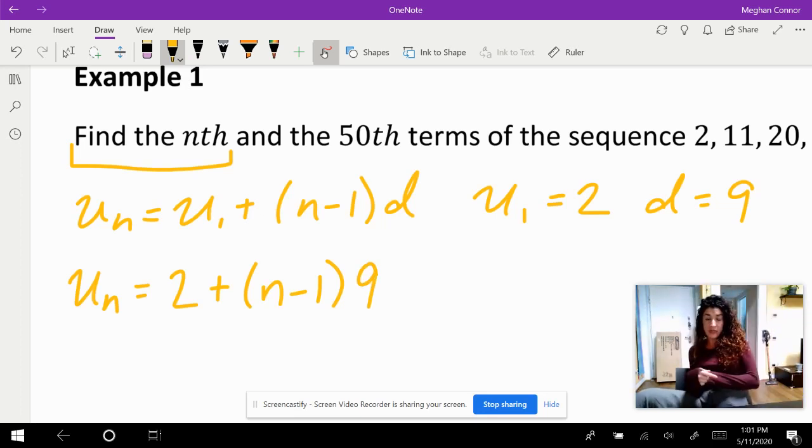Now you could distribute the 9 both to the n and to the negative 1. Sometimes you'll see your explicit formula where it doesn't look like this, and it just means that they expanded the expression. They did 9n minus 9 and then combined it with plus 2 to be 9n minus 7. It doesn't look quite like this, but it is still the same formula. I would leave it like this just because I think it's easier. We don't need to do extra work if we don't need to.